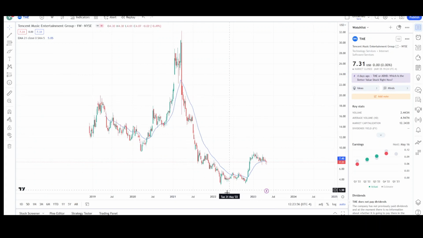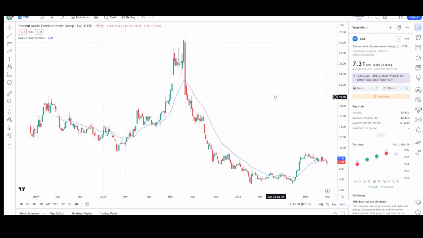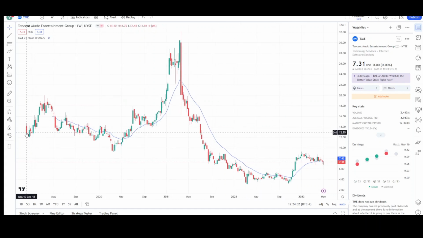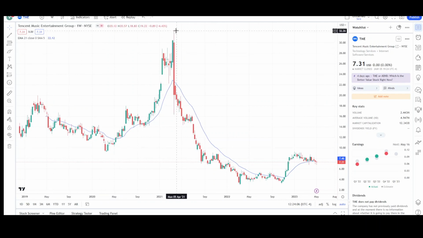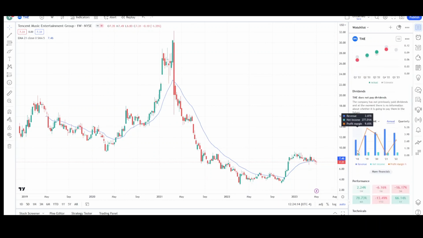Let's take a look at the weekly chart. Weekly chart shows the entire price action since its IPO back here in December of 2018. You can see that it reached the 32.26 level. It went all the way down to the $2.94 level, and it's kind of funny because now it's a better company. It was a better company in 2022 than it was in 2018 and 2019 and even 2020.